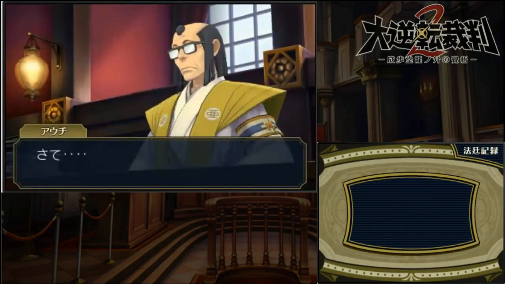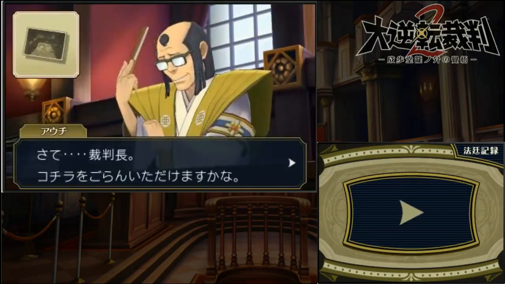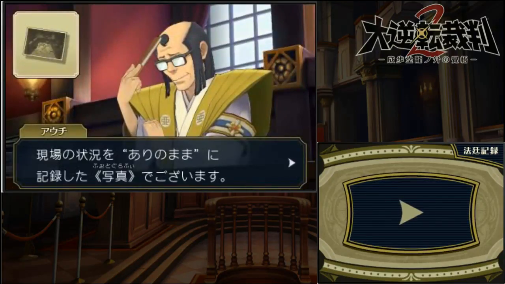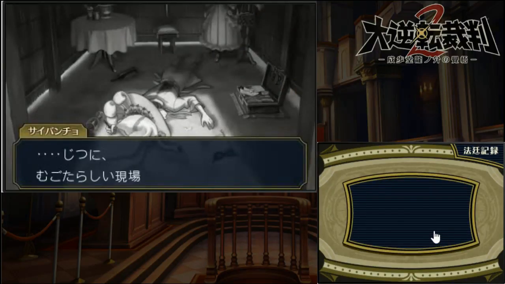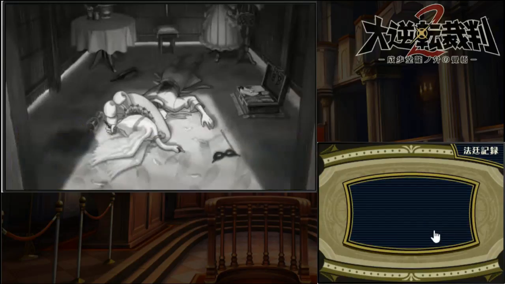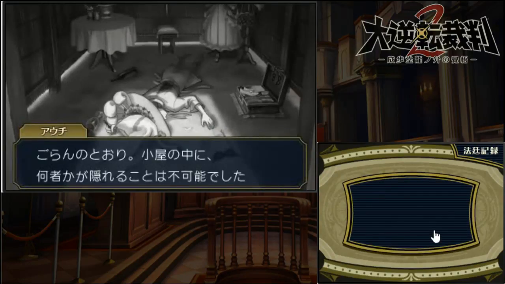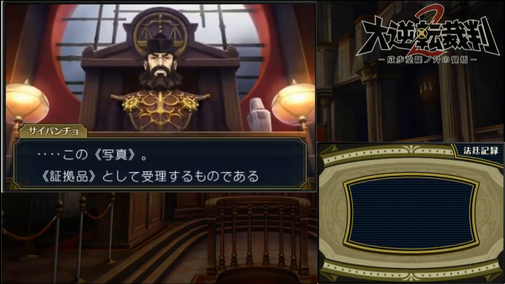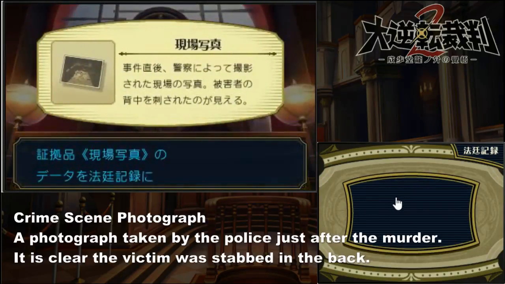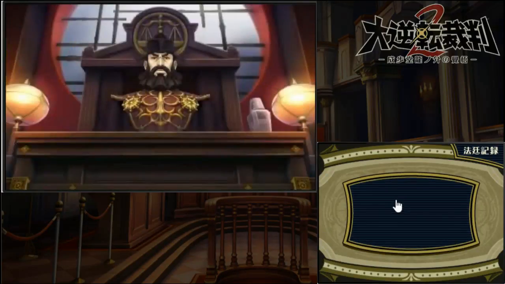Haoris-sama. Now then, Your Honor, I'd like you to take a gander at this photograph. This depicts the crime scene as it was found. This is quite the gruesome scene. As one may observe, it is impossible for anyone to have concealed themselves in this tiny hut. The court will accept this photograph as evidence. Crime scene photo. A photo taken by the police just after the murder. It is clear the victim was stabbed in the back.